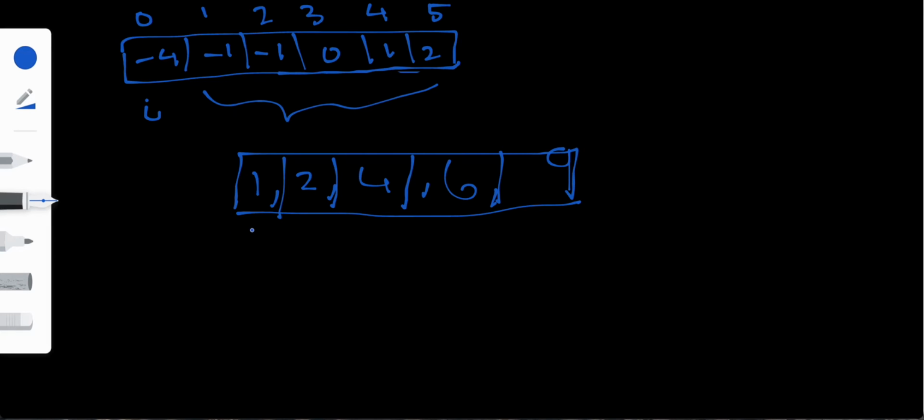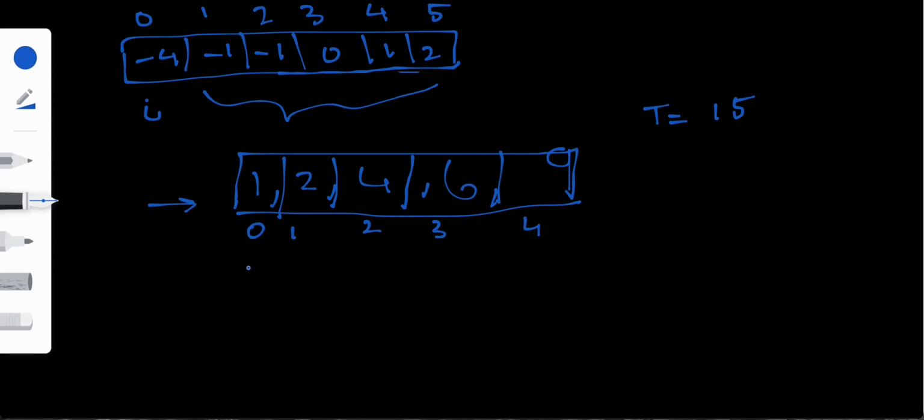Okay, so the indices are 0, 1, 2, 3 and then 4, and I'll say my target is 15. Now what am I trying to find out? I'm trying to find two numbers such that they add up to 15. And remember, this is a sorted array, right?